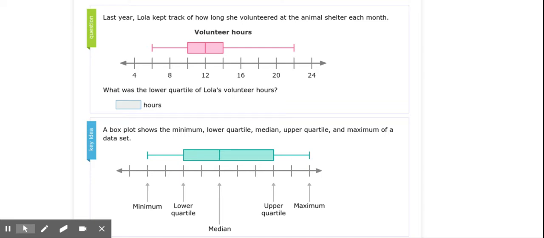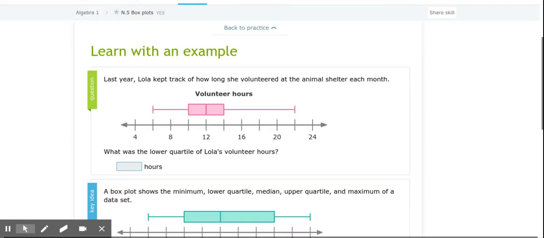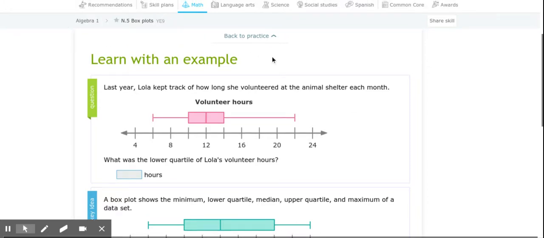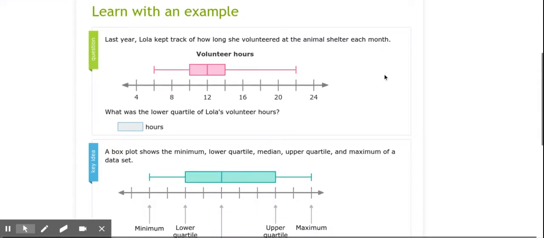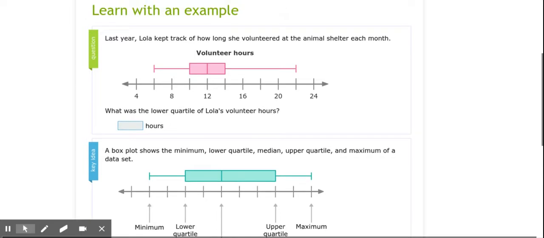All right, so in this video, we're going to look at topic N5 in Algebra 1. So this is on box plots. So we're going to start by looking at this example. So box plots are created by using the quartiles, which we did in a previous topic. So last year, Lola kept track of how long she volunteered at the animal shelter each month. This is the data that represents her volunteer hours.